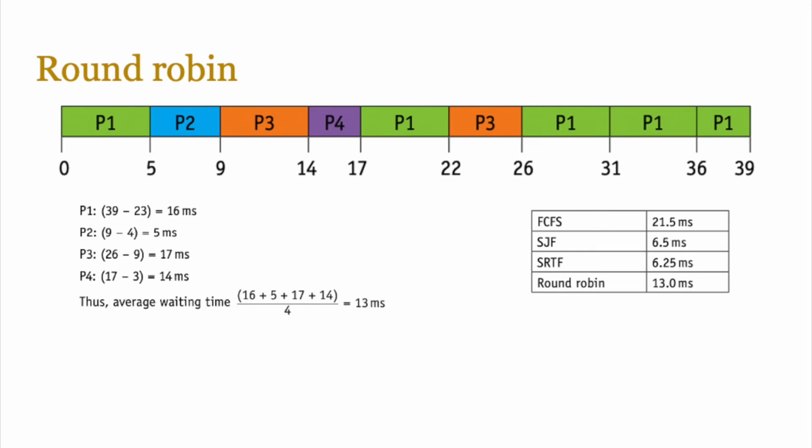Now, if you're looking at all 4 algorithms together, you can see that SRTF gives you the most efficient management of processes. 6.25 milliseconds is the average wait time. That means the process gets CPU time the quickest using that. Now, why do we need all these different types of algorithms? Because there are different contexts in the real world.